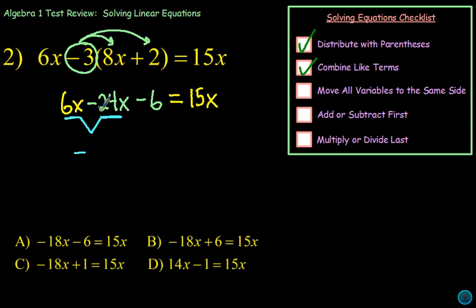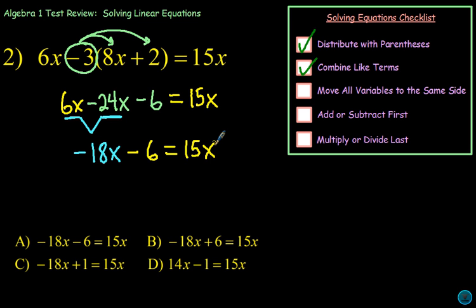And then I go back and ask myself, all right, well, how many more negatives do I have than positives? Okay, well, so to find the difference, I would have to subtract, right? So 24 minus 6, which would be 18. So I get a negative 18x. And then I'm just going to bring down everything else that was there. Minus 6 equals 15x.